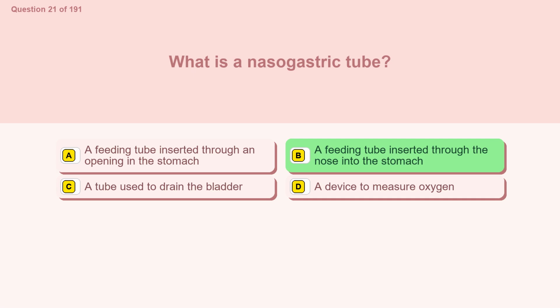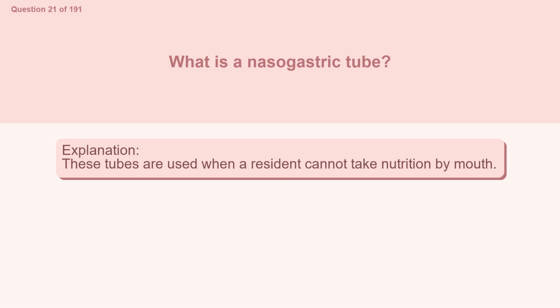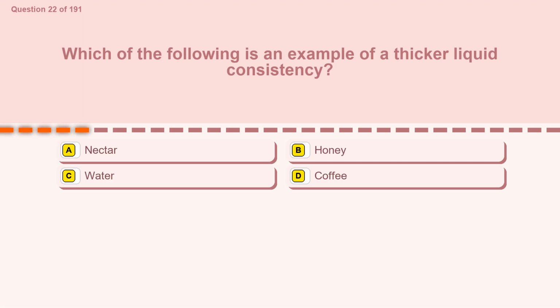The correct answer is option B, a feeding tube inserted through the nose into the stomach. These tubes are used when a resident cannot take nutrition by mouth. Question 22. Which of the following is an example of a thicker liquid consistency?